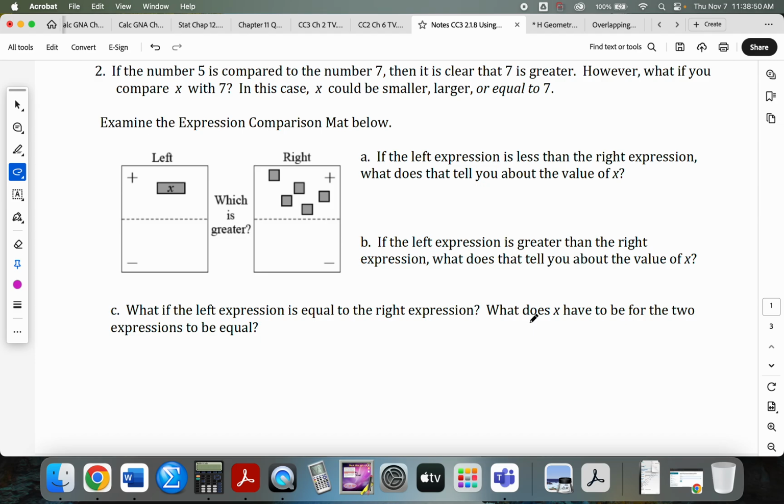So if we look at this one, if the left expression is less than the right expression, what does that tell you about x? Well, x is less than 5, right? For this one, if the left expression is greater than the right expression, what does that tell you about the value of x? X is greater than 5. What if the two are equal to each other? X has got to be equal to 5 in order for those to be equal. I think that's a relatively easy idea, right?